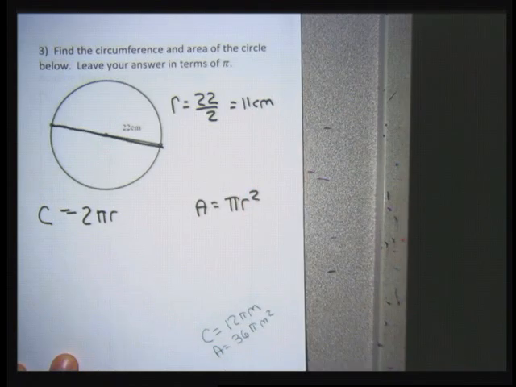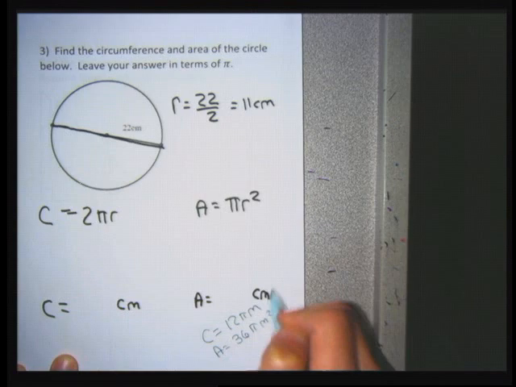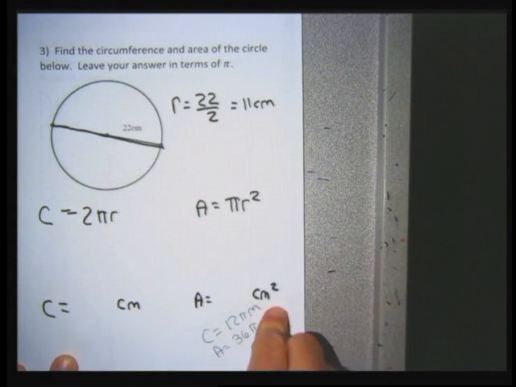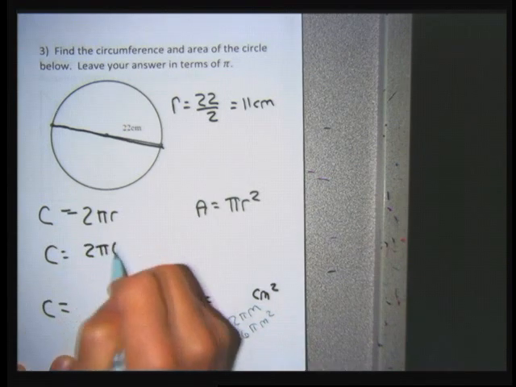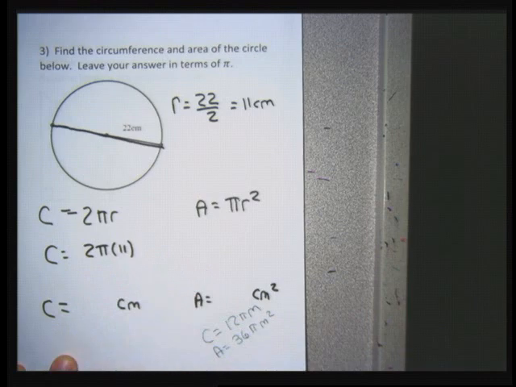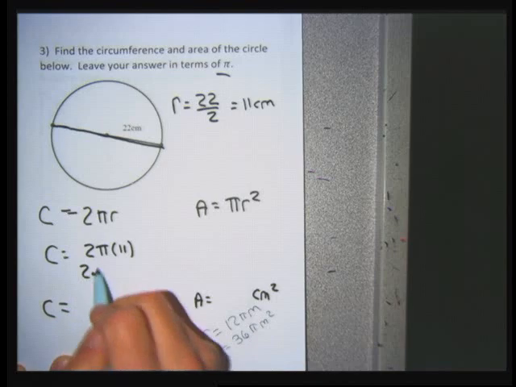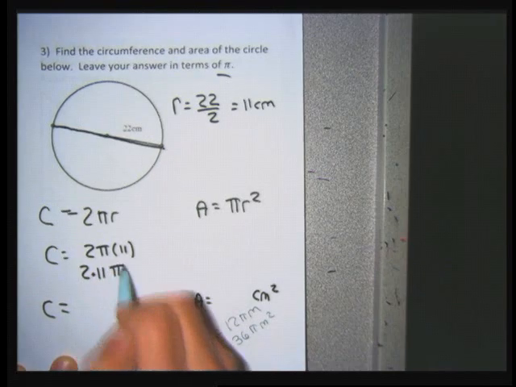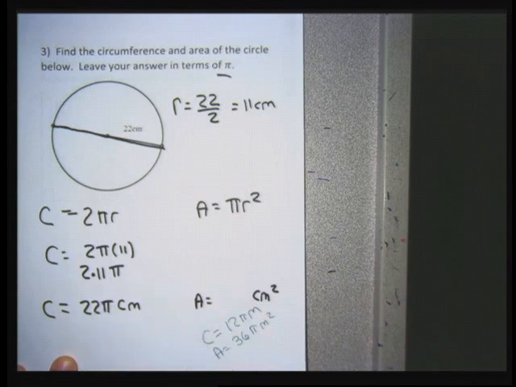When I go to do my answer, the units in the circumference are going to be linear. The units in the area are going to be square. So circumference is going to have centimeters, area is going to have square centimeters. And then the algebra that I need, I'm going to go 2 pi times 11 for the circumference. And then it says leave pi in my answer, so I'm just going to multiply the 2 and the 11, and I'm going to leave the pi. And I'm going to write 22 pi centimeters for the circumference.